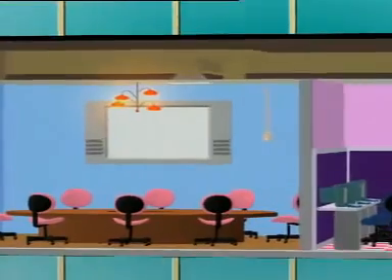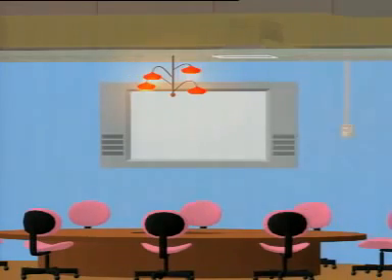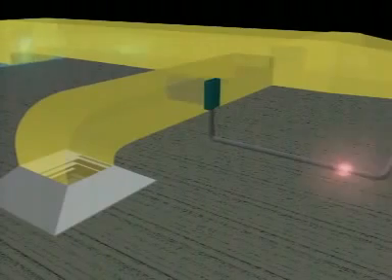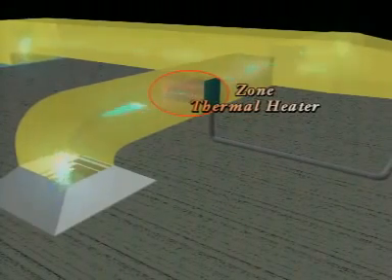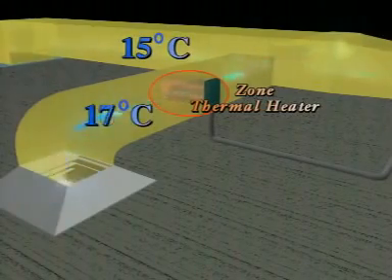Let us see how the CAV system with reheat works. The thermostat senses that the room temperature is too low. It sends a signal to activate the heater element to switch on, thereby raising the supply air to an appropriate temperature to warm up the room.